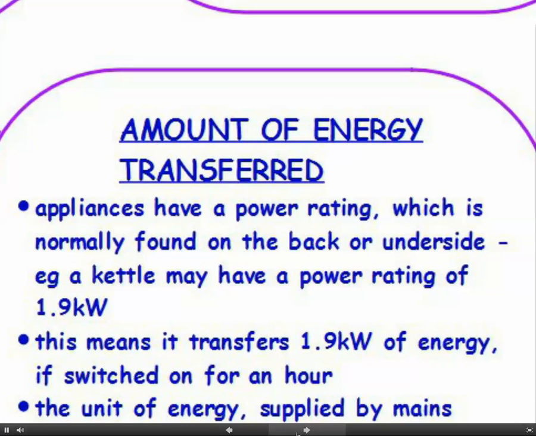You can calculate the amount of energy transferred to a device because appliances have a power rating which is normally found on the back or the underside. For example, if you look on the back of your kettle, you may find that it's got a power rating of 1.9 kilowatts or 2.1 kilowatts, something about there. Now this means it transfers 1.9 kilowatts of energy if it's switched on for an hour.